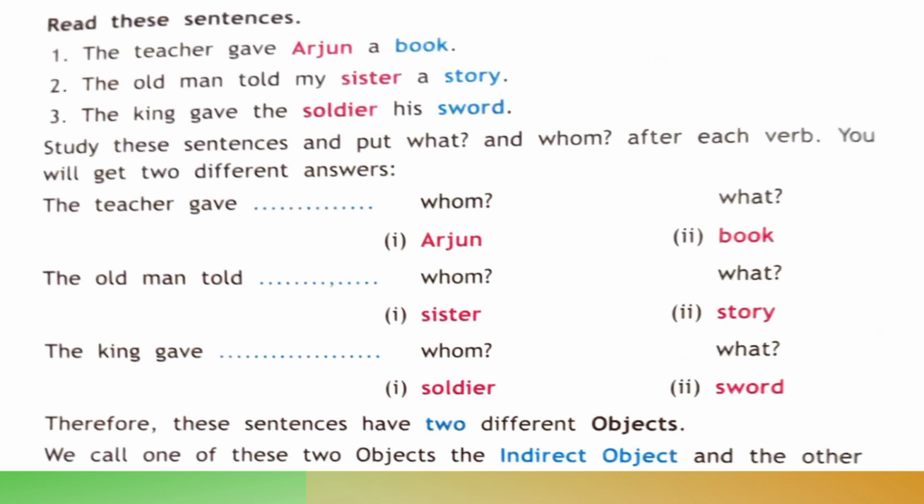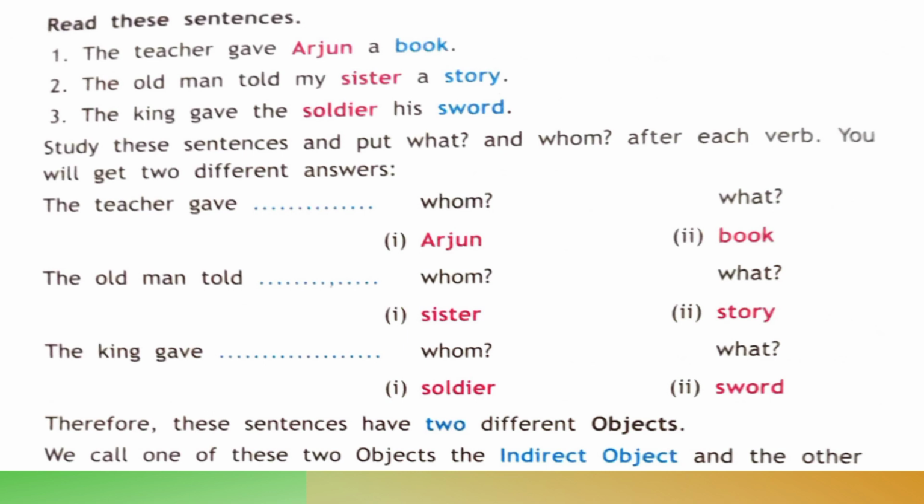Now let's see a few sentences here. The teacher gave Arjun a book. The old man told my sister a story. The king gave the soldier his sword. Now, study these sentences and put what and whom after each verb. After each verb means each action. You will get two different answers. Let's see what those two different answers are.